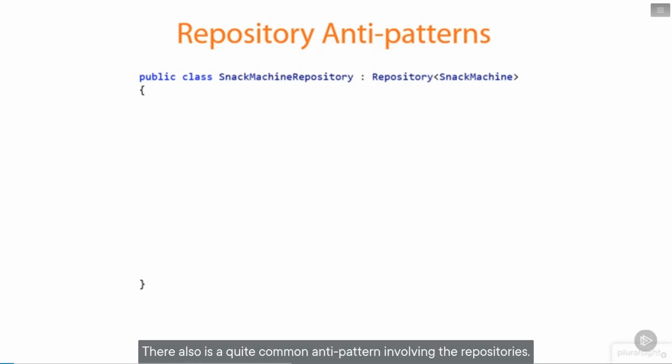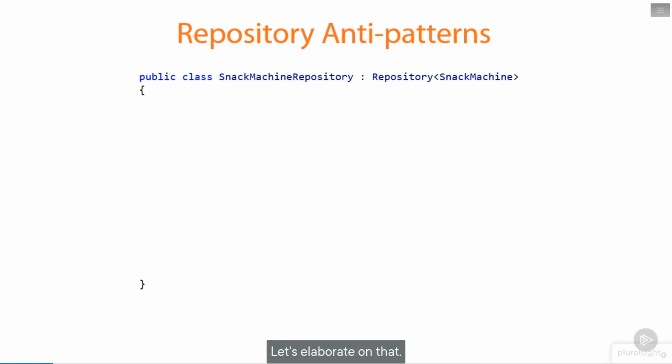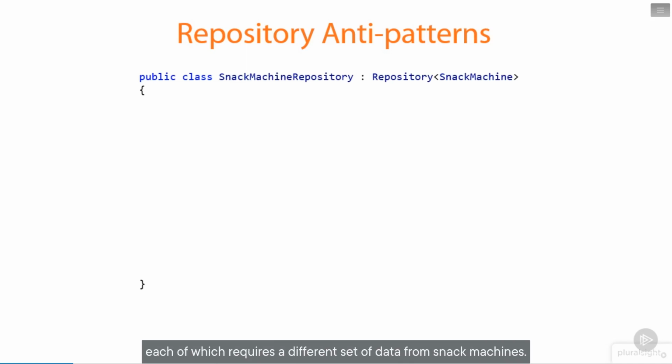There also is a quite common anti-pattern involving repositories. It regards the way a repository initializes domain entities that are returned in different methods. Let's elaborate on that. Let's say, for example, that we have three scenarios, each of which requires a different set of data from snack machines.